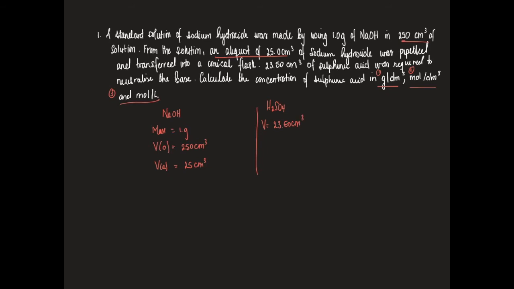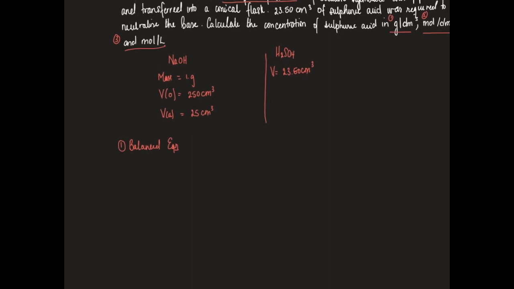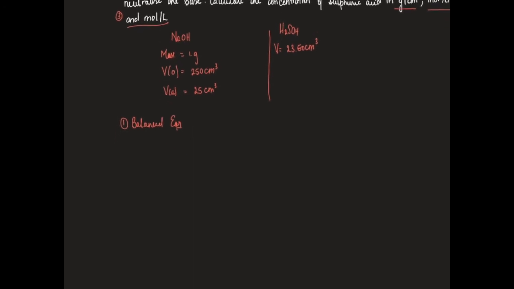So the next thing we're going to do, and we're following the same pattern as before, is to write a balanced equation for the reaction. So I'm just going to move this up a bit so we can get a better view. So we know that sodium hydroxide reacted with sulfuric acid, and that reaction produced sodium sulfate and water. This equation, however, is not balanced, so we're just going to go ahead and balance the equation.